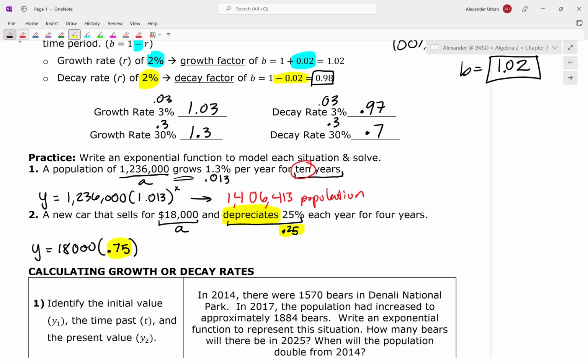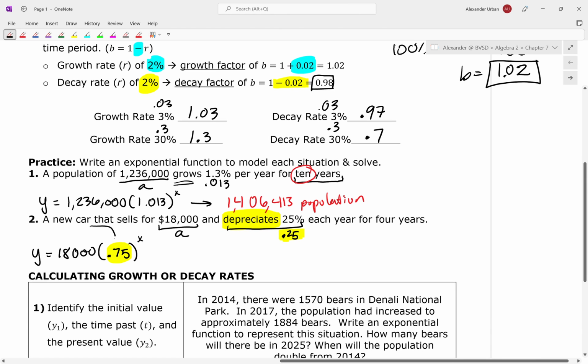So here's the understanding behind this. If it depreciates 25% each year, then we keep 75% of its value each year. So it retains 75% of its value because it depreciates 25% each year. So this is again a calculator problem.